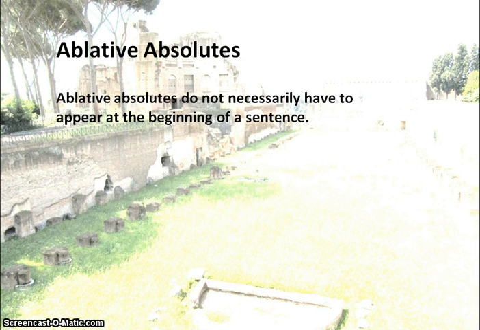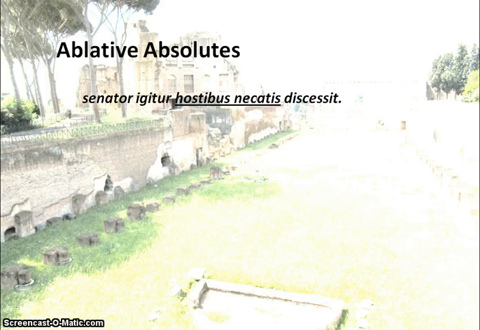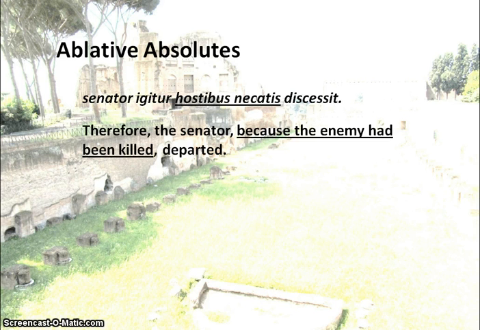So, ablative absolutes, last point, do not necessarily have to appear at the beginning of a sentence. All of the ones that we've seen so far have been separated off by commas and have been very easy to spot, but that's not necessarily always the case. So if we have a look at this example here, senator igitur hostibus necatis discessit. Now I've underlined hostibus necatis to make it a little bit easier to spot, but here we have a noun and a participle in the ablative that aren't connected to the rest of the sentence. The rest of it makes sense. The senator, therefore, departed. But he departed because the enemy had been killed, or maybe after the enemy had been killed.